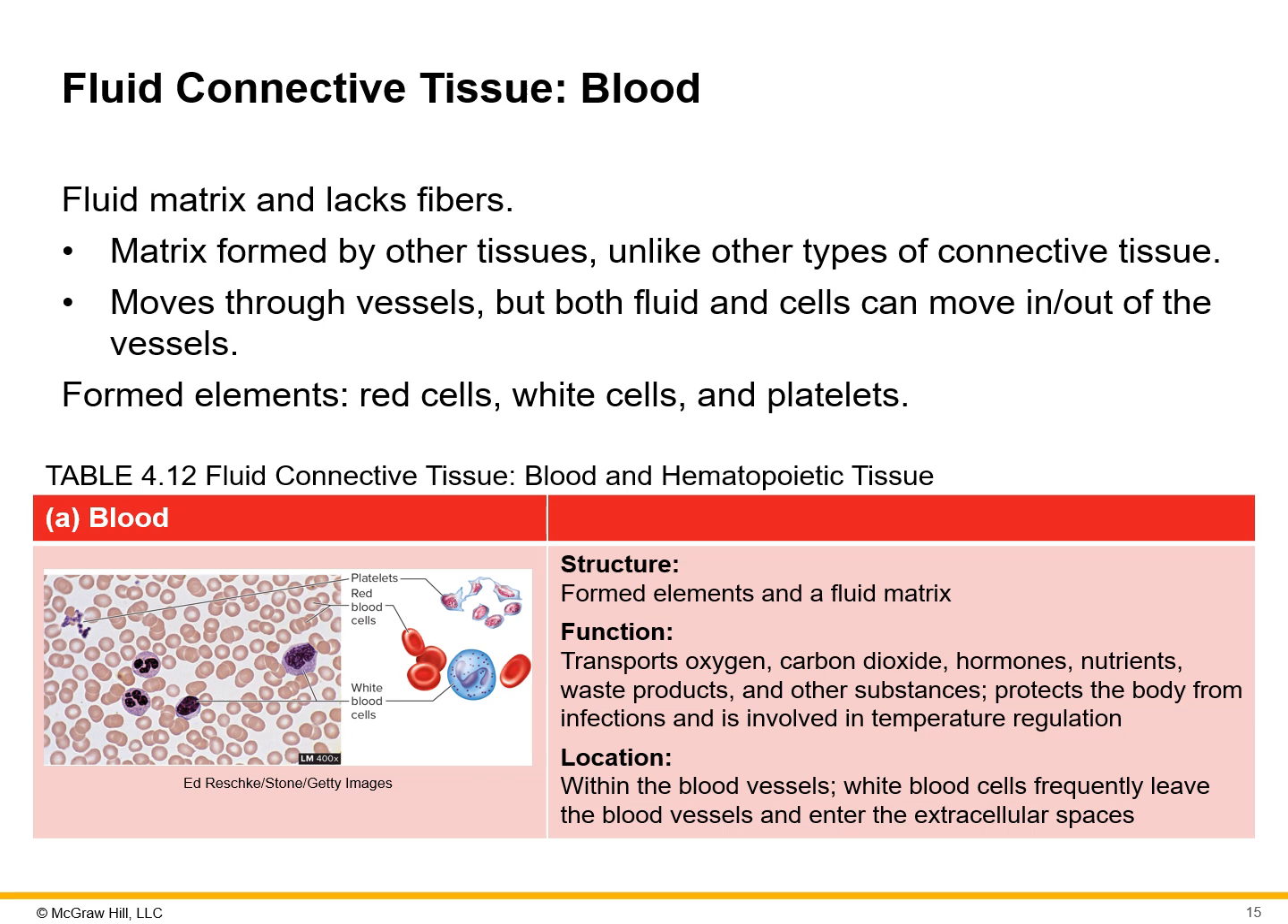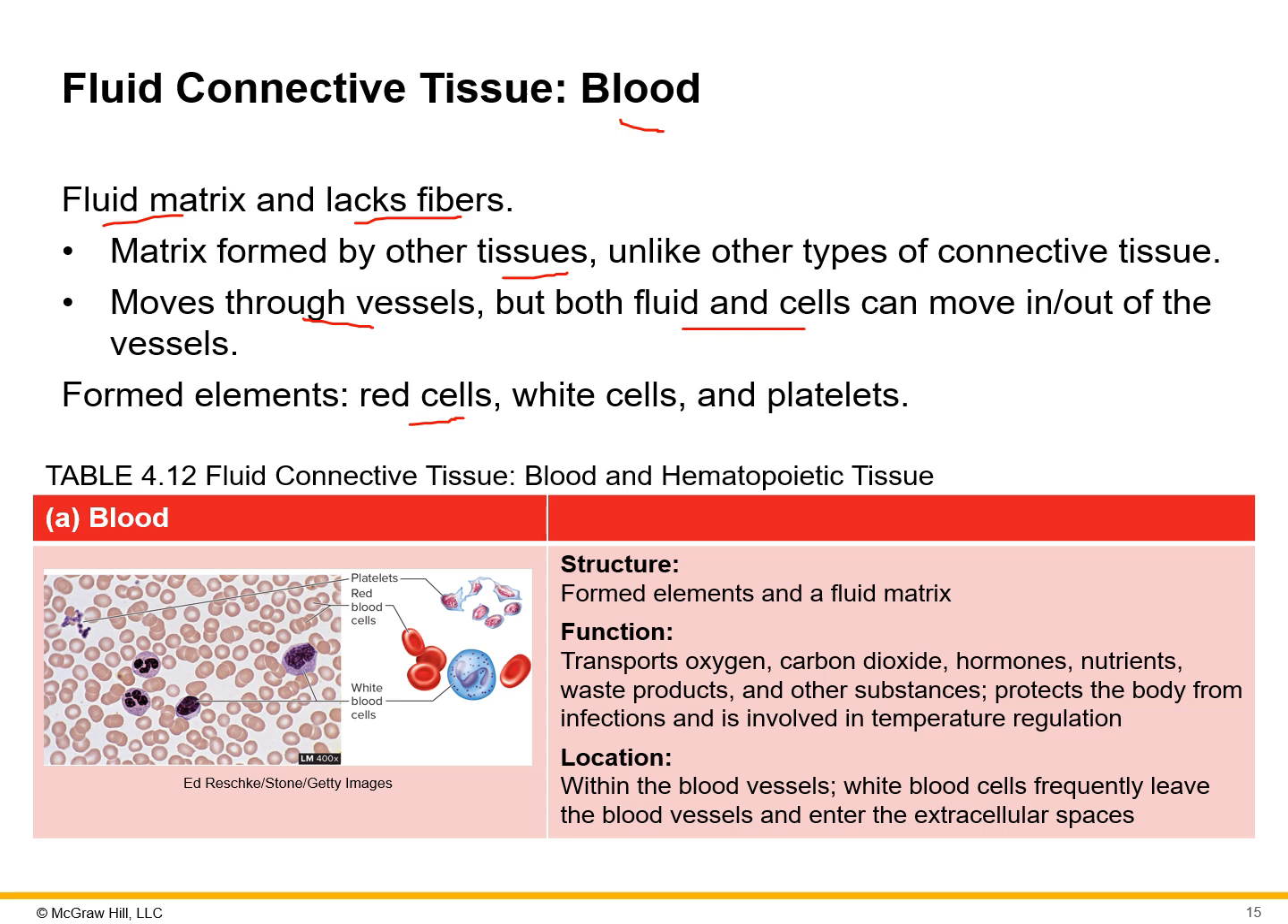Another connective tissue that we talk about is the blood. Now this one does not have fibers, so there are no collagen fibers or elastic fibers, anything like that. It is completely fluid. The matrix, though, is formed by other tissues, unlike the other types where they're making their own matrix. In the case of blood, that matrix is made by other cells. So it moves through the vessels, of course, but both the fluid and the cells can move in and out.